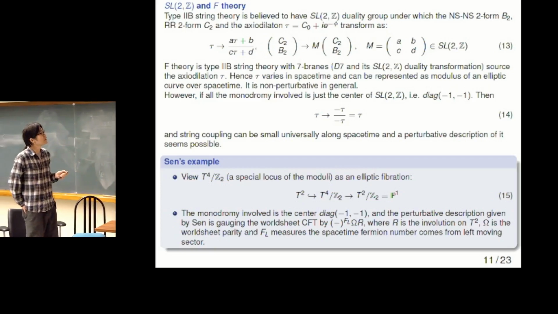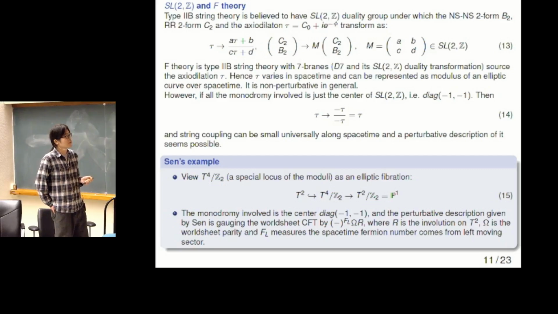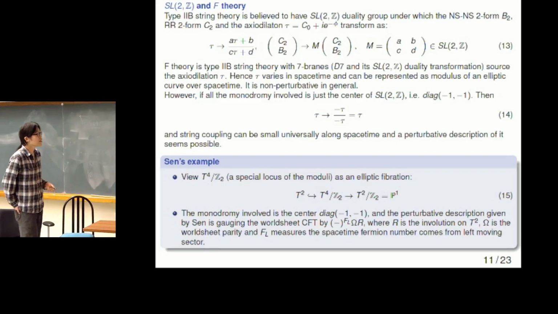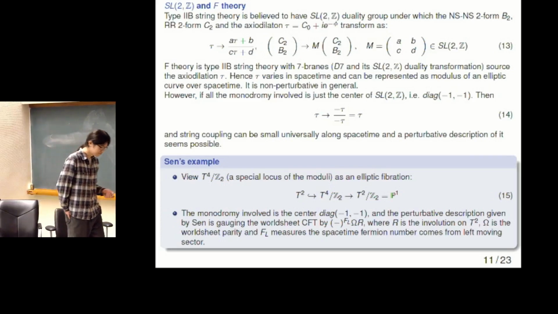However, if all the monodromy involved is just the central element of this duality group, then we see that the axion-dilaton is not acted upon by it. As a result, there is a hope of making the string coupling small universally along space-time, and the perturbative description should be possible.